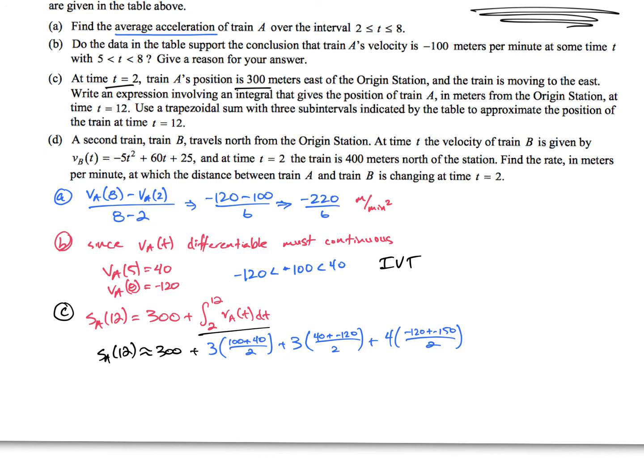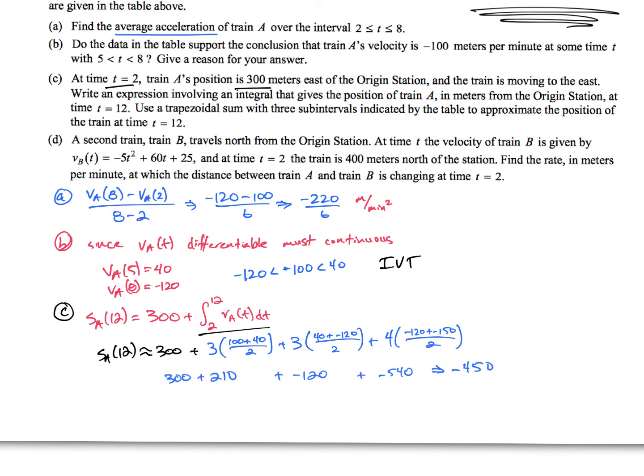So we have 3 times what? 70. So that's 210. And then we have 3 times negative 40. So that's negative 120. And then we have 4 times negative 135. So it's really, okay, I'm going to do 2 times negative 270. So I get negative 540. And so we end up with negative 450.